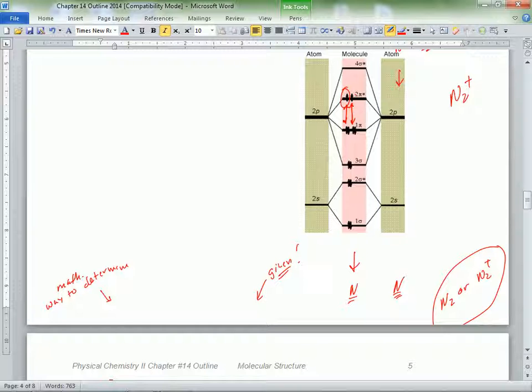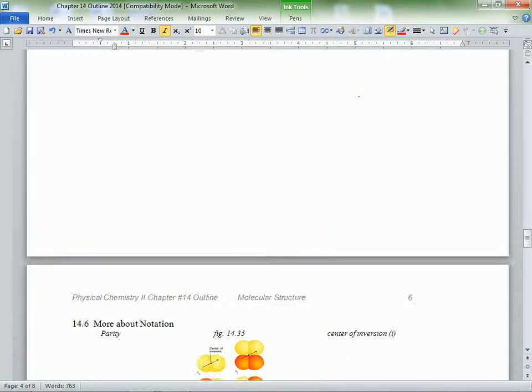So what was the question? Whether N2 plus or N2 has a shorter bond. What's the answer? Which one has a shorter bond? Brad said the answer. N2 plus. Okay.